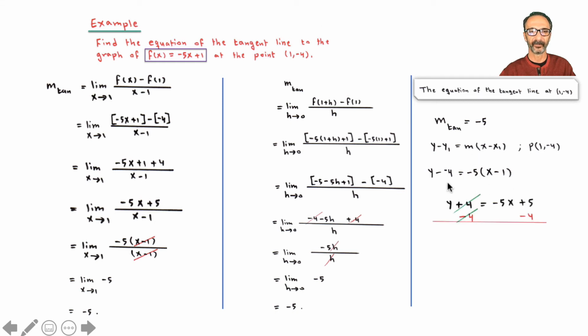Simplify. That's a +4. Do the distributive. Subtract 4 to leave y alone. I get y equals -5x plus 1.